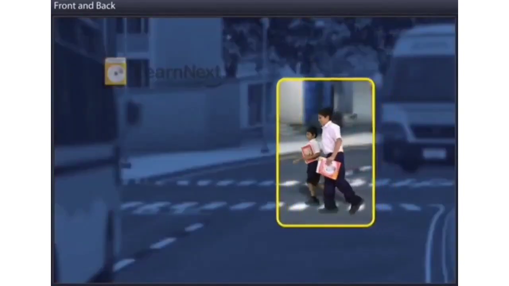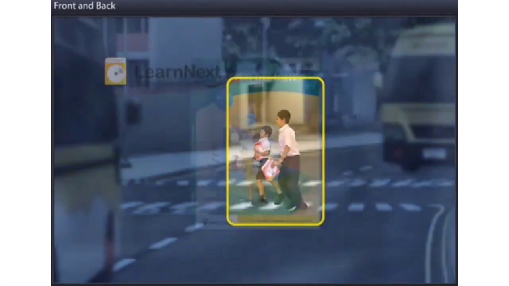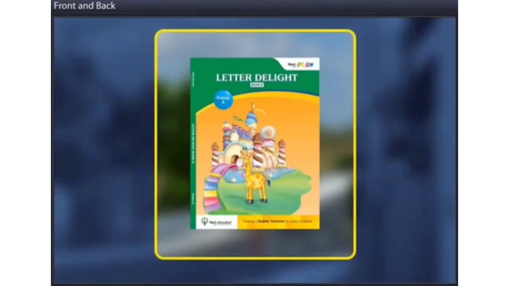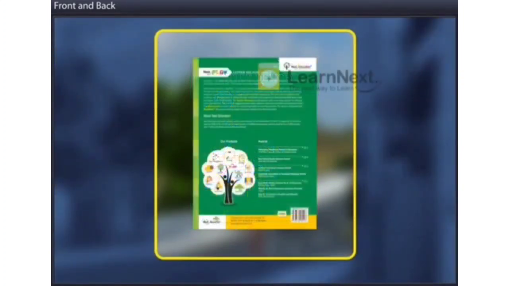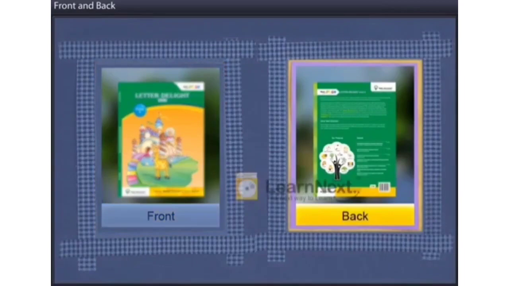Hey, look at those two boys running over there. Both have books in their hands. Look at this book. This is the front cover of the book. Now look at this book. This is the back cover of the book. This is the front and that is the back cover of the book.